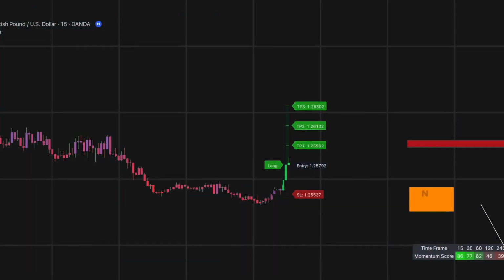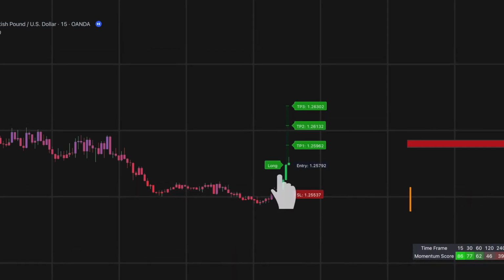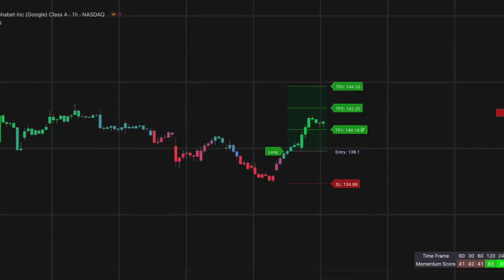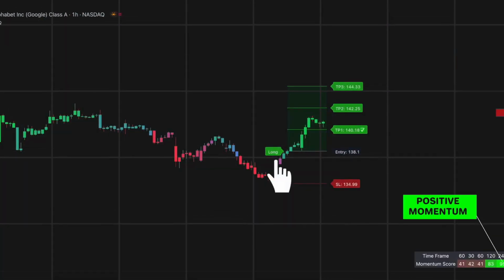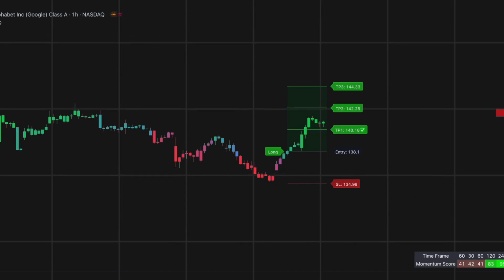For example, if at the time a long signal is given, the momentum on higher time frames is negative, it is advised to skip such a signal. On the other hand, if the momentum is positive at the time a buy alert is received, the price is more likely to move in your direction.